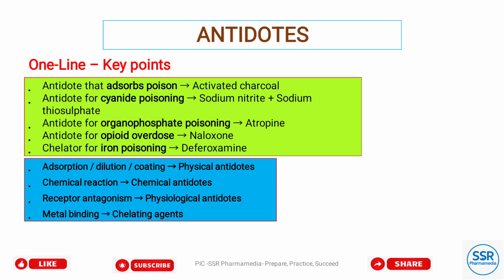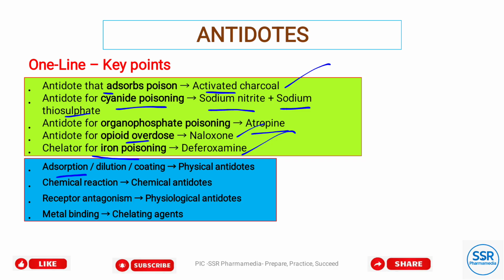So next is the antidote key factors. Antidote that adsorbs poisons, adsorb poisons, so it is activated charcoal. So adsorption means it's activated charcoal. Antidote for cyanide poisoning is sodium nitrate and sodium thiosulfate. Antidote for organophosphate poisoning, atropine. Antidote for opioid overdose, naloxone. Chelator for iron poisoning, desferoxamine.